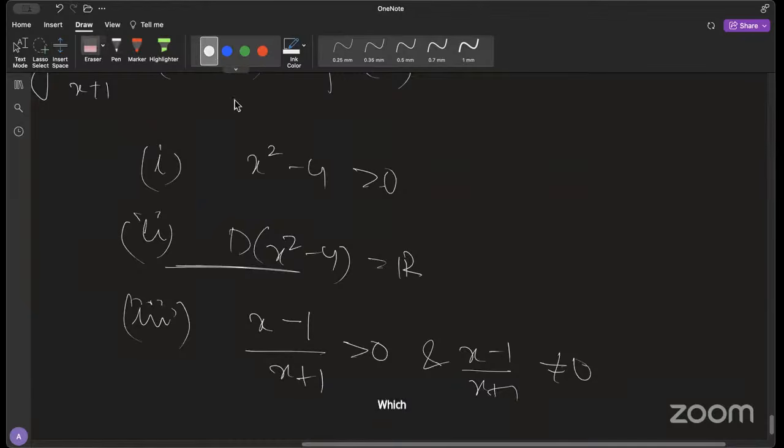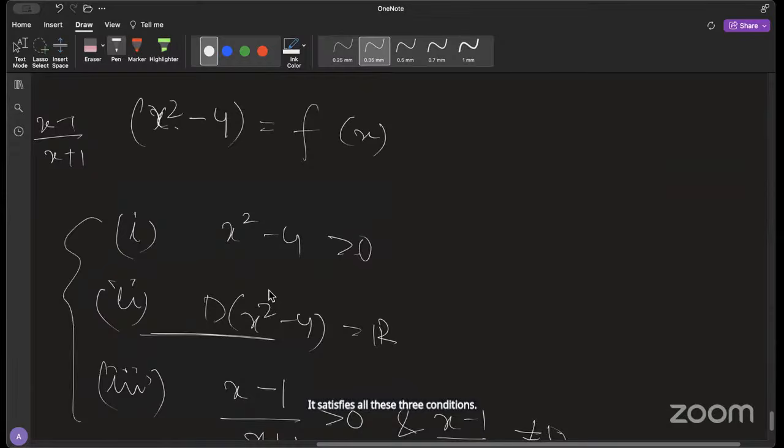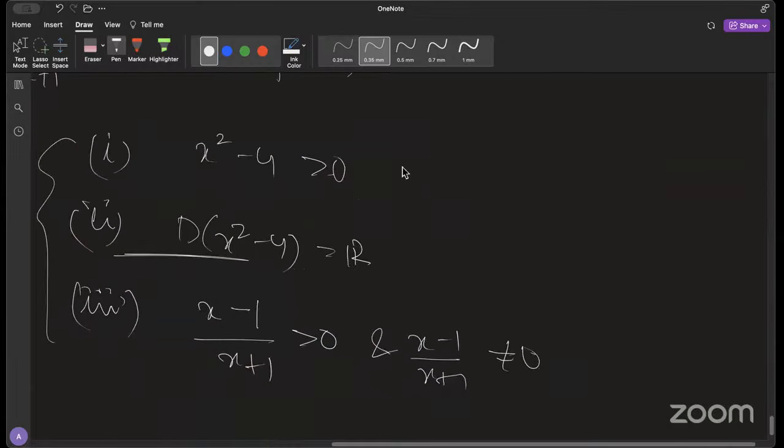You just have to find x such that it satisfies all these three conditions, right? So the first condition will give you x square minus 4 greater than 0. That means x square greater than 4. So it will give you x belonging to minus infinity to minus 2.